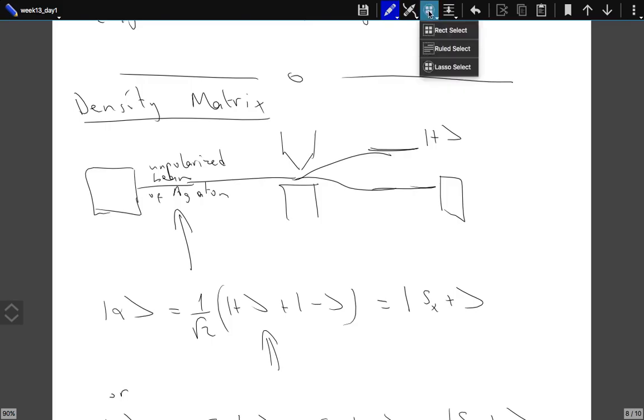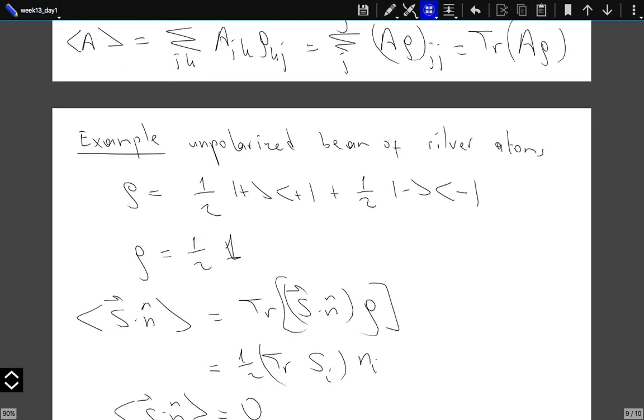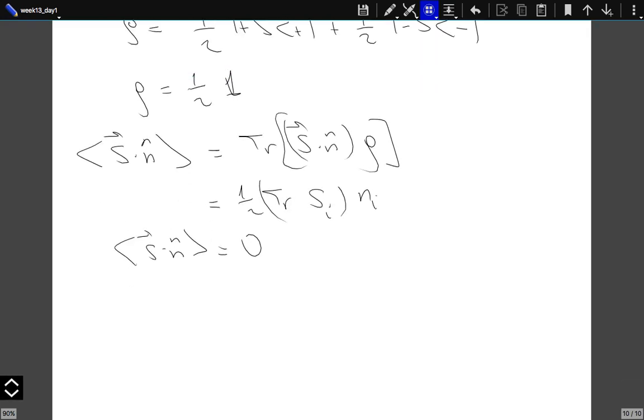This is what we want to have. The average of spin in any direction should be 0 for an unpolarized beam, because in that direction, the probability of pointing in that direction is the same as the probability of pointing in the opposite direction. This is what we want.